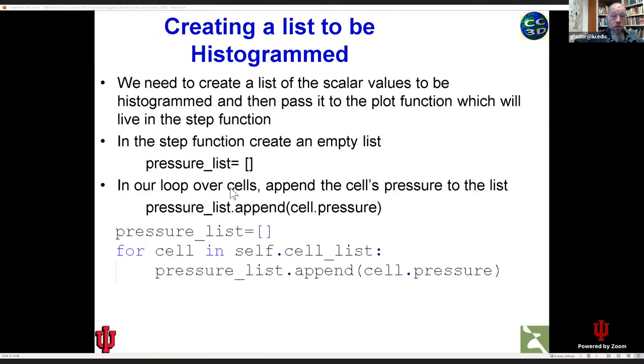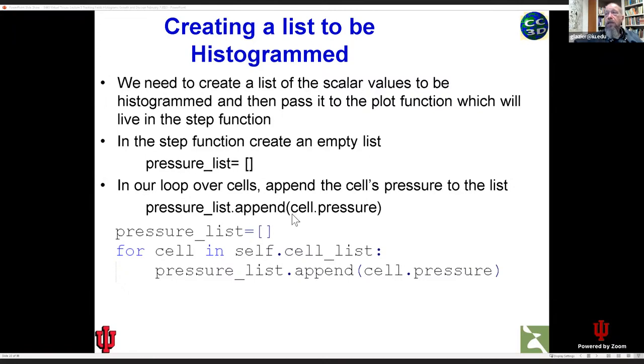Then in our step function, we have to do two things. We have to create a list of scalar values that we're going to do the histogram for. And then we have to actually histogram that list. So in the step function, we're first going to create an empty list. Here I'll call it pressure list. And to create an empty list, we say square brackets like that.